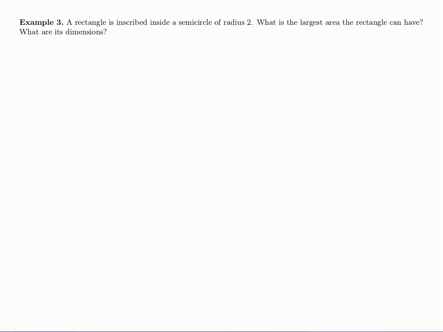All right, this video is going to follow with more examples about applied optimization. Let's look at this one. So we have a rectangle that is going to be inscribed inside of a semicircle of radius 2. We want to know the largest area the rectangle can have and what are the dimensions of that rectangle.